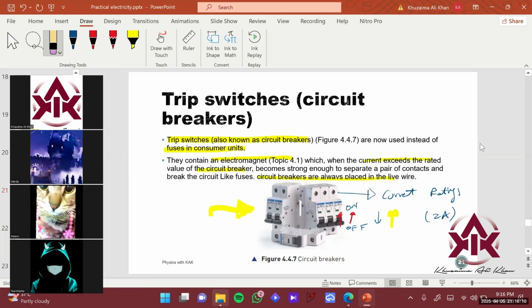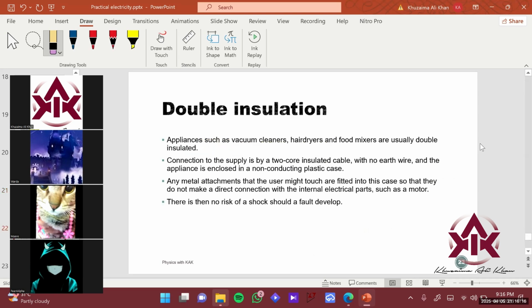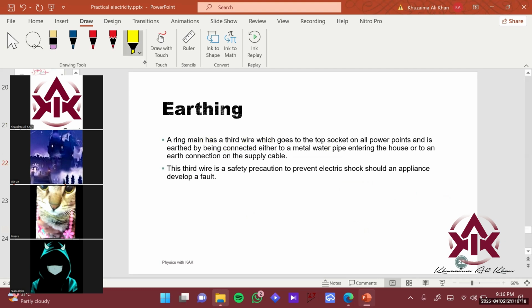So it just basically helps with protection, and this is the circuit breaker, the physical appearance here, and earthing, right? So what is earthing over here? A ring main circuit has a third wire which goes to the top socket on all power points, and it's earthed by being connected either to a metal water pipe entering the house or to the earth of the supply cable, right? So the water pipe that comes to your house, let's imagine this.